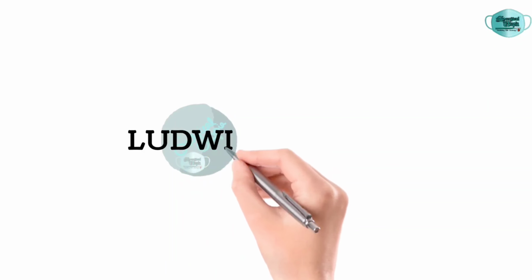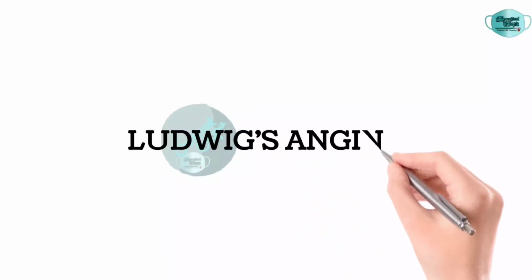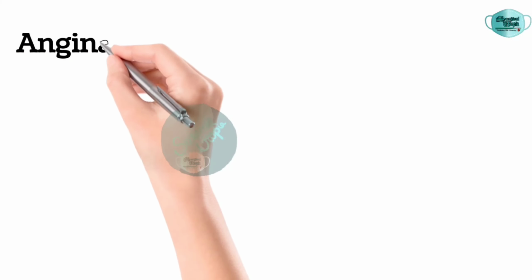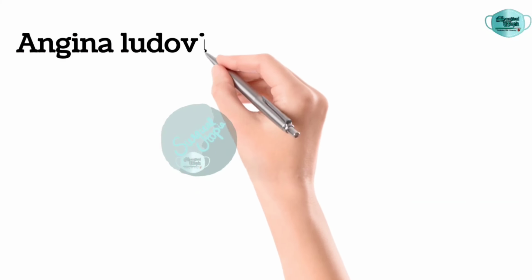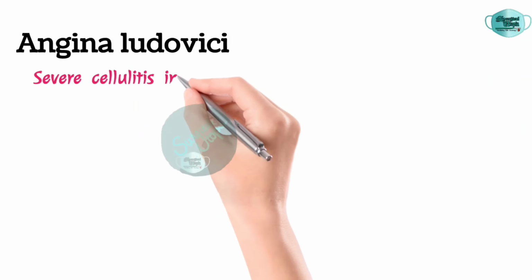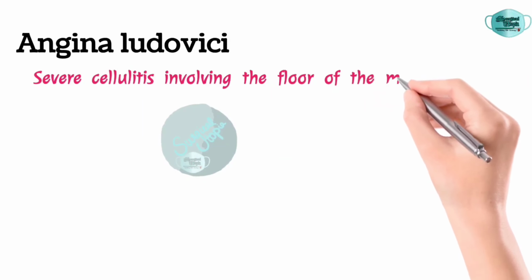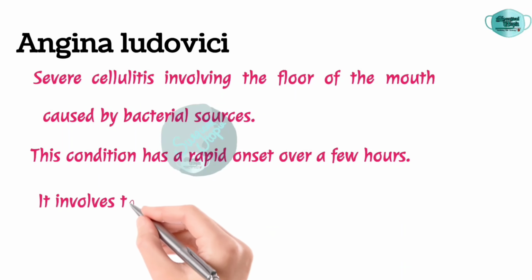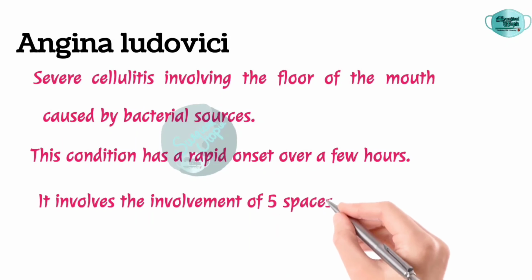We'll be discussing another space infection, that is Ludwig's angina. Ludwig angina is basically derived from a Latin word, angina ludovisi, and it is a firm, acute, toxic and severely diffuse condition which involves the floor of the mouth. Basically, it is a bacterial infection and it involves 5 spaces of the maxillofacial region.